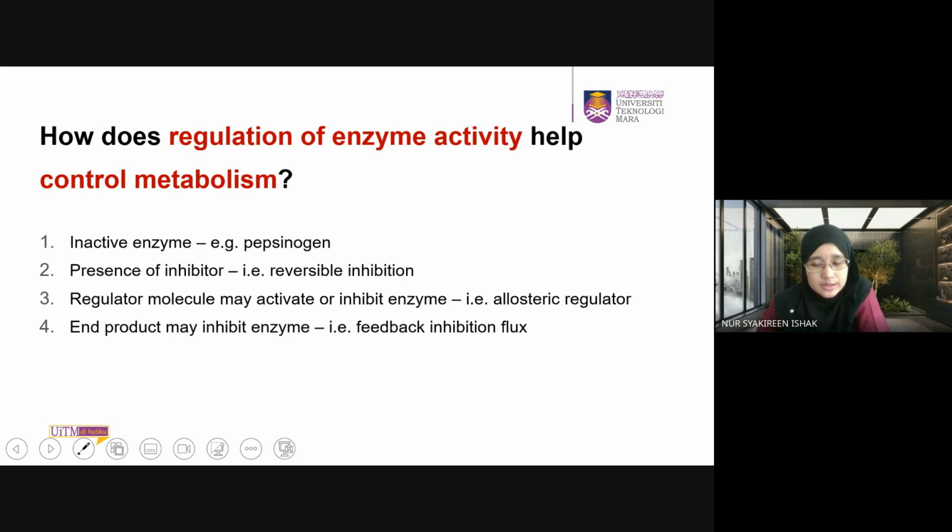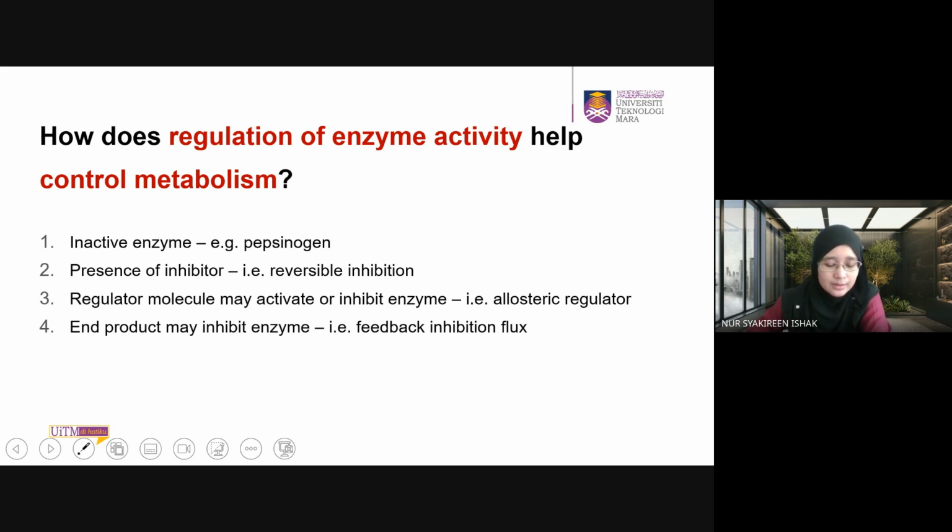Okay, so let's continue. We know now that inside our cell, there's the DNA that has the information to synthesize protein. The protein, in this case, is the enzyme that we want. Okay, it says here, how does regulation of enzyme activity help control metabolism? Basically, how are the enzymes inside your cells controlled to catalyze certain activity inside the cell?